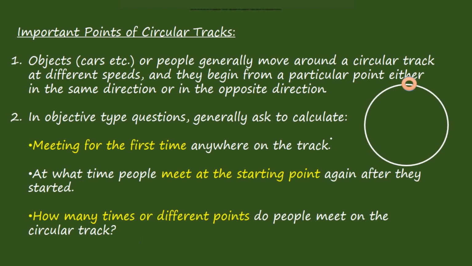Coming to important points of a circular track. What type of questions will be asked in circular track problems? First, they will say that there are two or three objects moving around a circular track with different speeds, beginning from a starting point. Consider this one as a starting point, and they would be moving in the same direction or in the opposite direction. The question they would ask is when, for the first time anywhere in the track, they will be meeting.